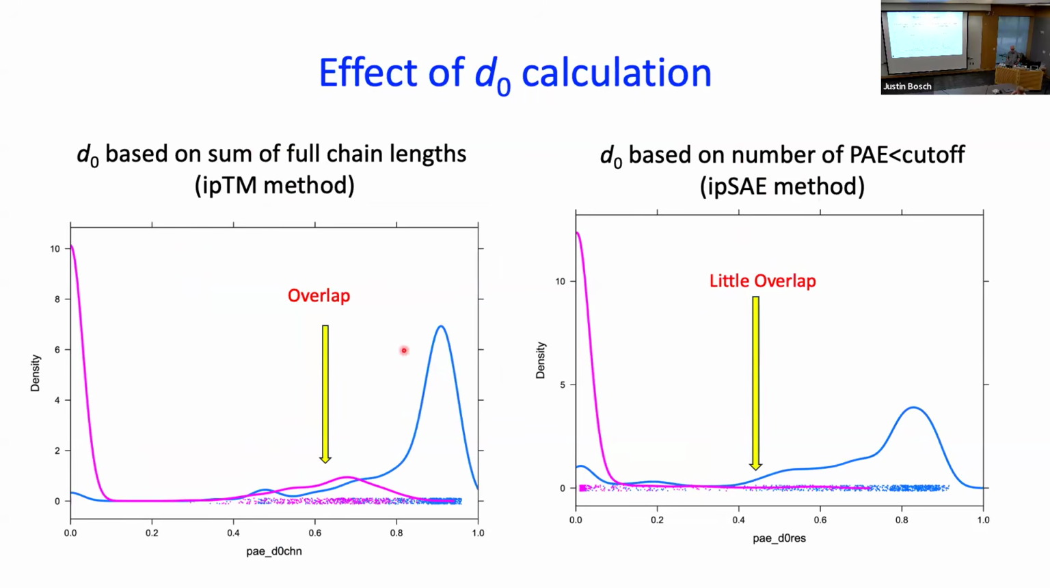If we change the D0, here's the D0 based on the full length chains. Again, I think that's a bad idea doing them on the full length chain, but that's what AlphaFold does. It's worse. There's more overlap between the two curves. If you do it the way we do it, with only the number of residues in the PAE better than the PAE cutoff, there's very little overlap between the two curves.